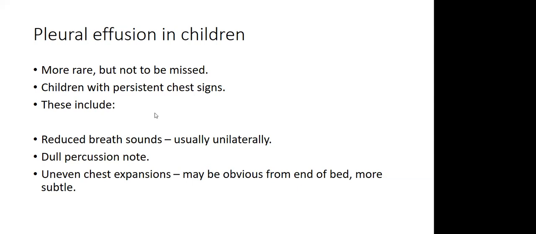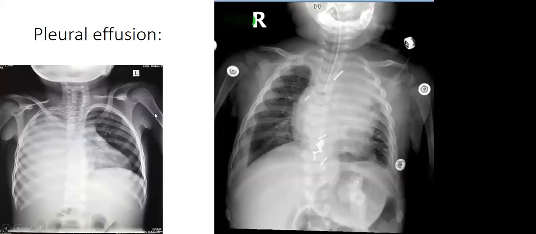So just to show you, there's a couple of pictures. You can see the first one is really a younger child, and the right lung field is completely obscured. You can't really even see any lung markings. It's because the whole of the lung, the whole of the pleura, has become full of fluid. So a child like that, you will probably see all those signs.